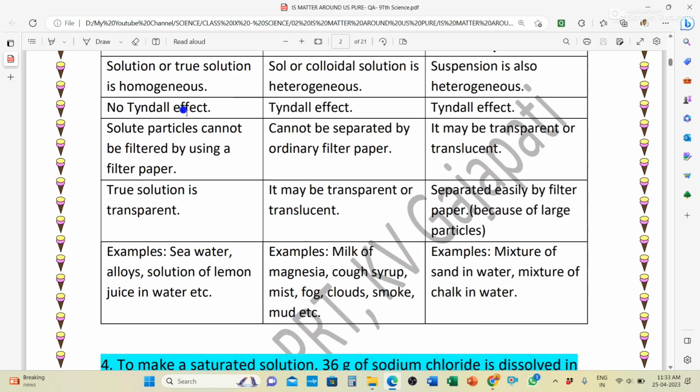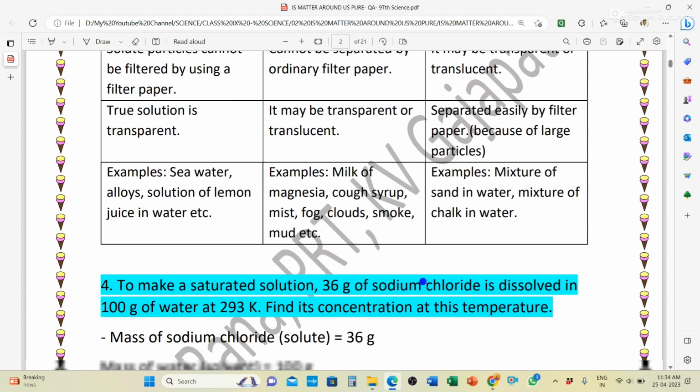Examples of true solution are seawater and a solution of lemon juice. These are the examples of true solution, or we call them solution. Examples of sol or colloidal solution are milk of magnesia, cough syrup, mist, fog, clouds, smoke, and mud. Next is suspension. Examples of suspensions are a mixture of sand in water and a mixture of chalk in water.